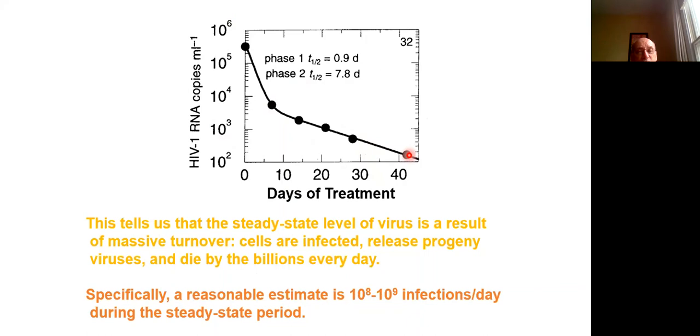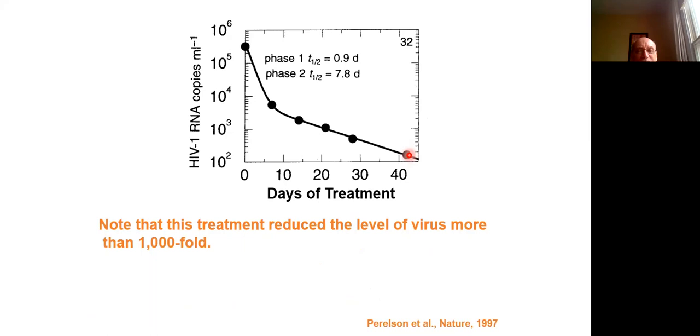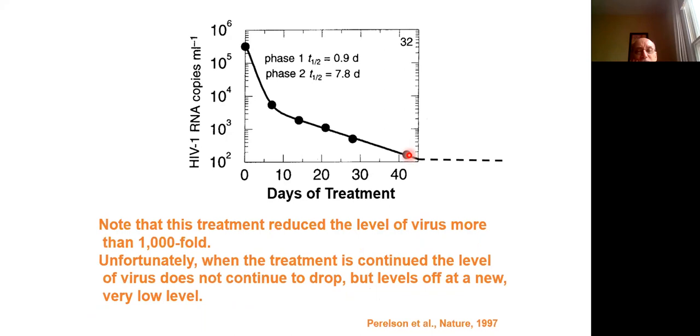Note, this treatment reduced the level of virus more than 1,000-fold, but unfortunately, when the treatment is continued, the level of virus does not continue to drop, but levels off at a new very low level. In fact, so low that it was undetectable by the first commercially released virus assays. And so it was believed for some time that there was no virus in the blood after treatment.